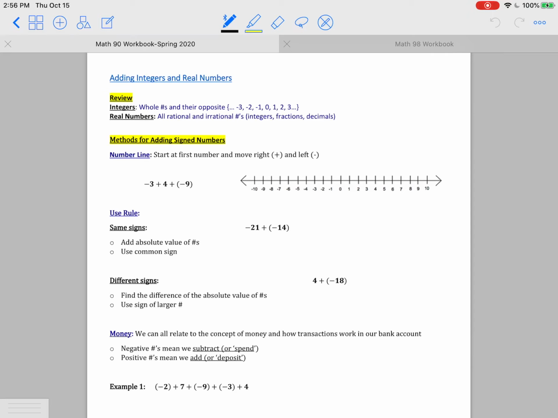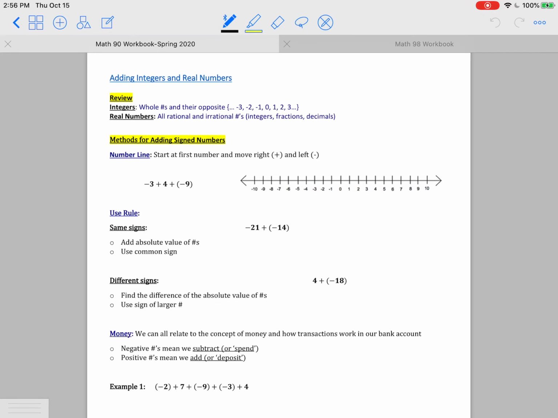When we're talking about integers, we're talking about whole numbers and their opposites. So if we were starting at 0, 1, 2, 3, 4, and so forth, we would just include the opposite or the negative of those numbers. So 0 is kind of like the center, and then on either side we go out positive 1, 2, 3, negative 1, 2, 3, 4, and so forth.